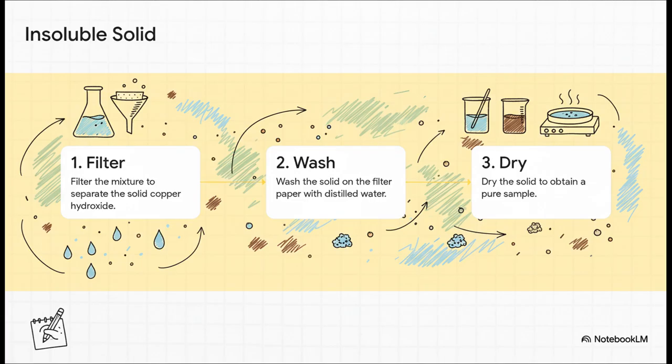But is it pure yet? Nope. So step 2, we've got to wash it with distilled water to rinse off any impurities. And finally, to get our pure dry solid, step 3 is to, well, dry it, maybe in a warm oven. Just remember that mantra for insoluble solids. Filter, wash, dry. That would get you the first 2 marks.